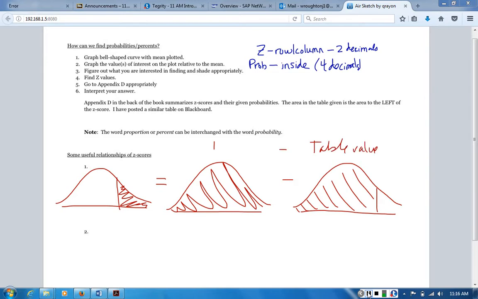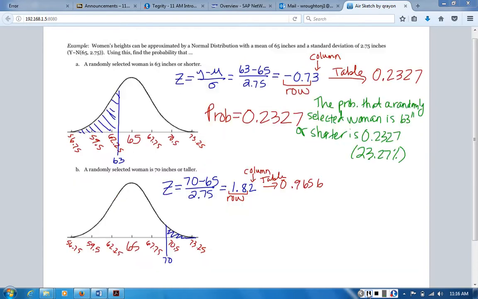So basically I do 1 minus whatever I find in my table, that's actually going to give me what I do want. Or if I think about it picture-wise here, this 0.9656 that I got is actually telling me this piece, right? This is the 0.9656, because that's everything that's to the left of that number.